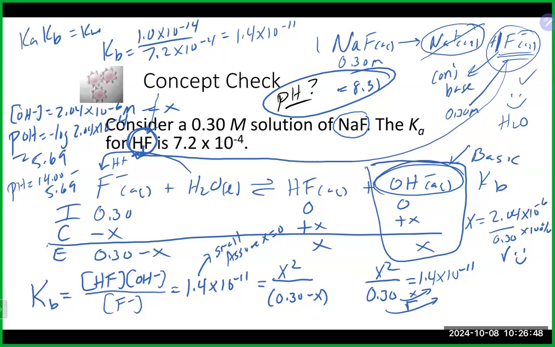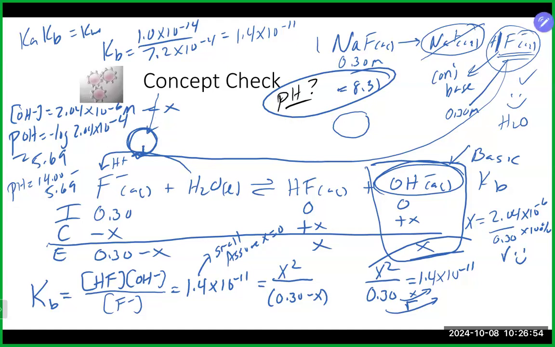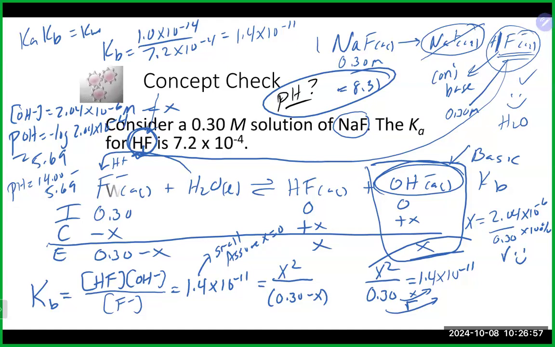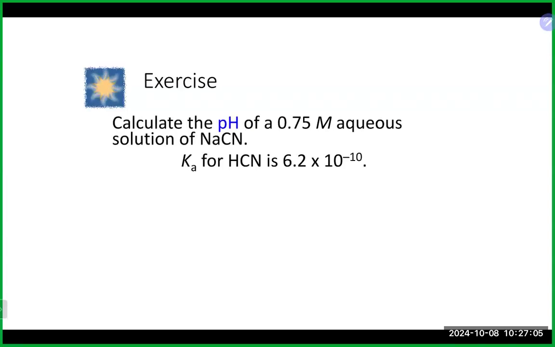All right, so let's try another one here, see what you come up with, maybe. All right, let's try this one here. Calculate the pH of a 0.75 molar aqueous sodium cyanide solution. The Ka value for HCN is 6.2 times 10 to the minus 10.